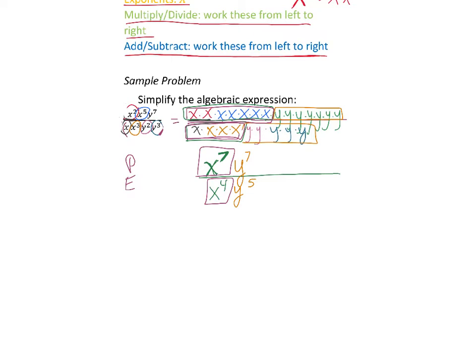Now let's continue to use the order of operations. The next one says multiply. Multiply and divide. Remember, those are equivalent, but you work those from left to right.